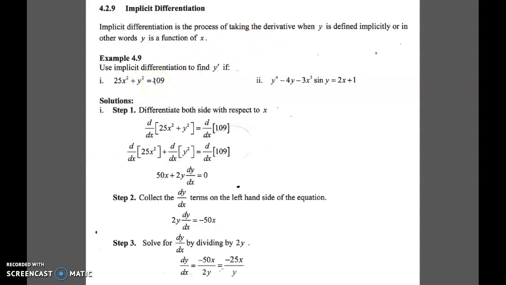The kind of differentiation that we have done up until now involves a function that is in one term, for example, y in terms of x, or x in terms of u. So we have one variable on one side and another variable on the other side.